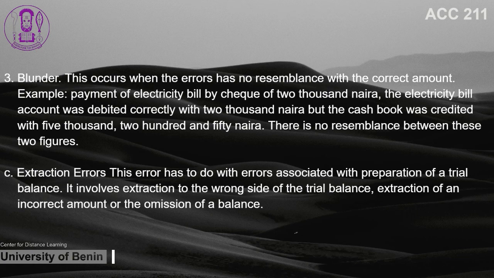Example: payment of electricity bill by check of 2,000 naira. The electricity bill account was debited correctly with 2,000 naira but the cash book was credited with 5,250 naira. There is no resemblance between these two figures.